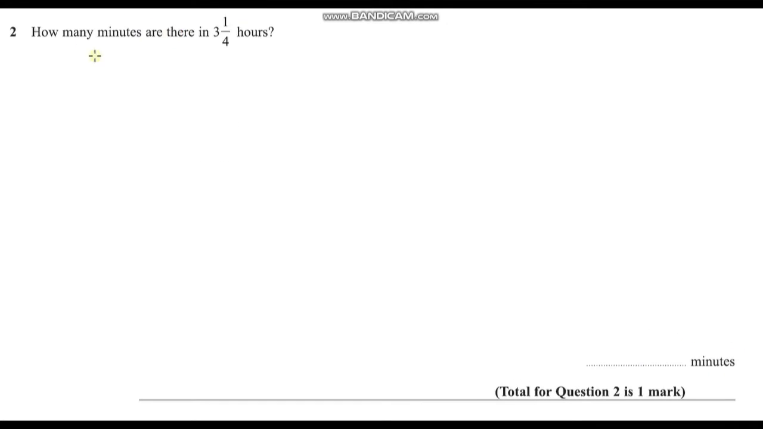Question 2, how many minutes are there in 3 1/4 hours? So this time we need to convert between minutes and hours. So first of all, let's think about how many minutes there are in an hour. And there are 60. So there are 60 minutes. I'm just going to write min for short. That is equal to 1 hour. So we've got 3 1/4 hours. So what I'm going to do is I'm just going to split 3 1/4 up.